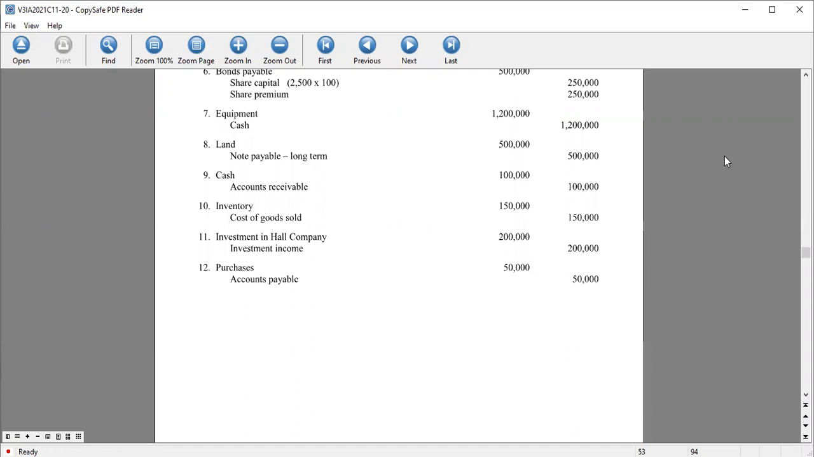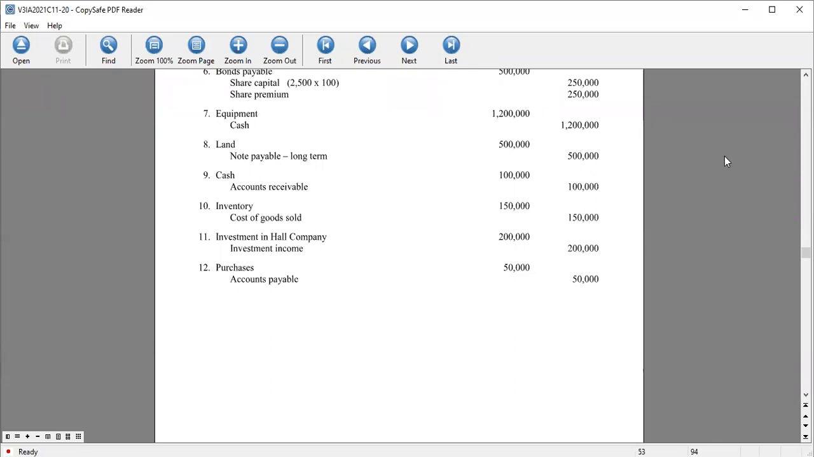And we have now additional entries: inventory of 150,000 and credit to cost of goods sold. So we have now the difference of 150,000 as we have the inventory, a difference of 150,000. An increase in inventory reduces cost of goods sold.